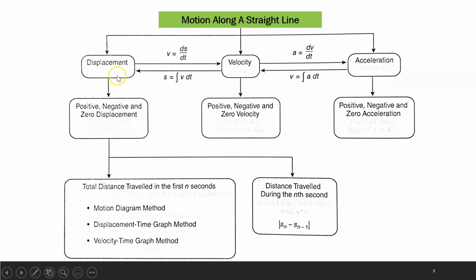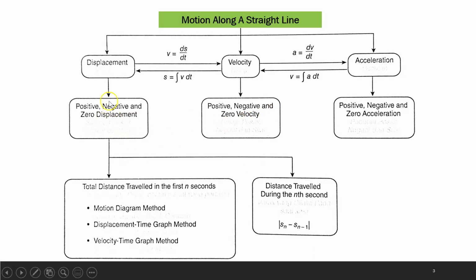So for displacement, of course, you will have positive and negative and also zero displacement, as well as for velocity, you will have positive, negative, and also zero velocity. Same goes for acceleration. You have positive, negative, and zero acceleration. So we're going to see each of these positive, negative, and zero. What does it mean by all these three terms of displacement and as well as for the velocity.